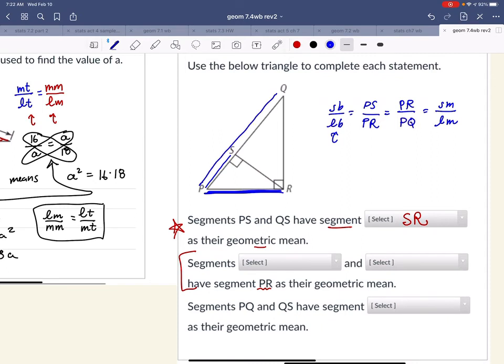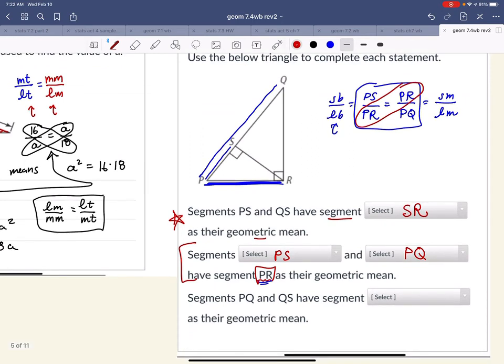So which segments would also create this pattern where PR would come up twice? That's kind of what it's saying. And I noticed that it's this segment, PS or SP, and PQ or QP. All right.